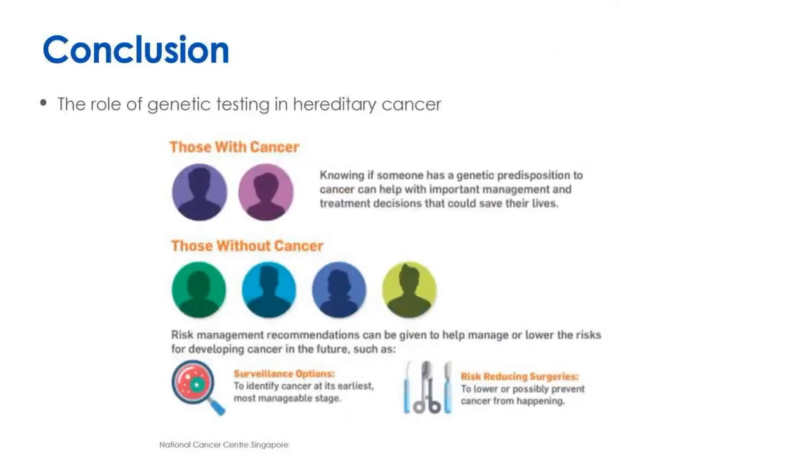So in conclusion, just to summarize, the role of genetic testing in hereditary cancer is as follows. For those with cancer, knowing if someone has a genetic predisposition to cancer can help with important management and treatment decisions that could save their lives. For those without cancer, we can offer risk management recommendations that can help them manage or lower their risk for developing cancer in the future. And these can include surveillance options or risk-reducing surgeries.